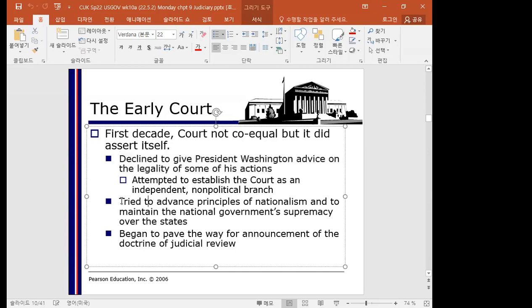The Supreme Court tried to advance principles of nationalism and to maintain the national government's supremacy over the states. And it began to pave the way for the announcement of the doctrine of judicial review. Now keep that in mind, right? According to English Anglo-Saxon tradition, what does being truly free from oppression mean? Being free from tyranny and oppression means having the right to a fair trial.